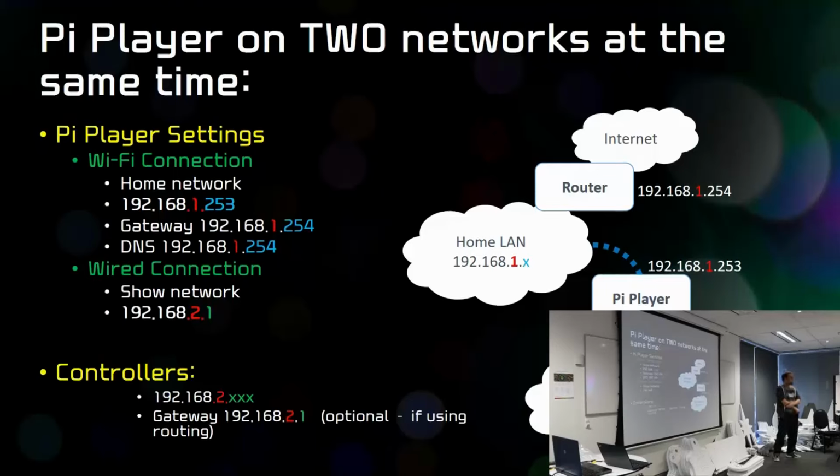So because your pipe player's now got a Wi-Fi interface and a LAN interface, you can have the wired connection with the, is this got a laser pointer? No, it doesn't. The wired connection can be on the 192.168.2 dot range for all your controllers on that subnet, and your home network with the Wi-Fi can be on the 192.168.1 network.